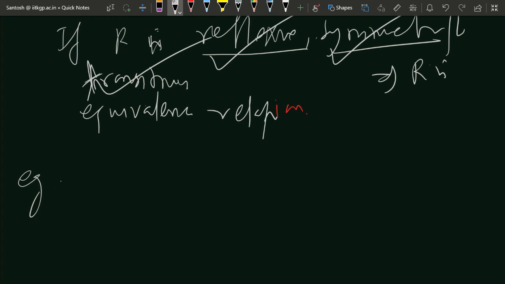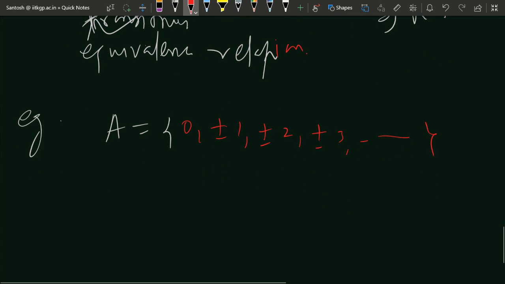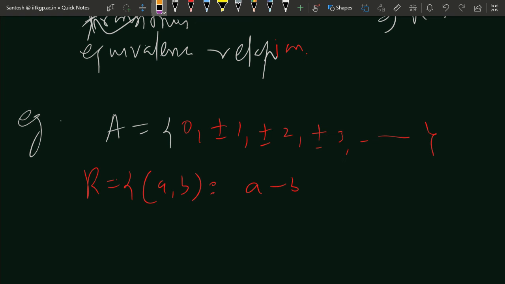Okay, so let me take set A as natural numbers, suppose 1, 2, 3, 4, 5, and so on. Or you may take integers. So integers are what? 0, plus minus 1, plus minus 2, plus minus 3, and so on. And R I'm defining as a relation (A, B) such that A minus B is an even integer.